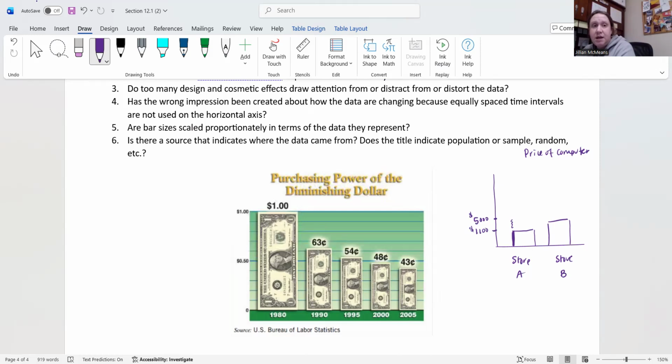And then six, is there a source that indicates where the data came from? Does the title indicate population or sample or random sample, etc.? So when you do have information like this, if you are dealing with information from the population, it is worth saying you're dealing with information from the population versus information from a sample, because remember, we already know that you can skew your data based on who your sample is. So you need to tell us who your sample is so that we can make our own interpretations out of that. We also need to know that the data is legitimate.